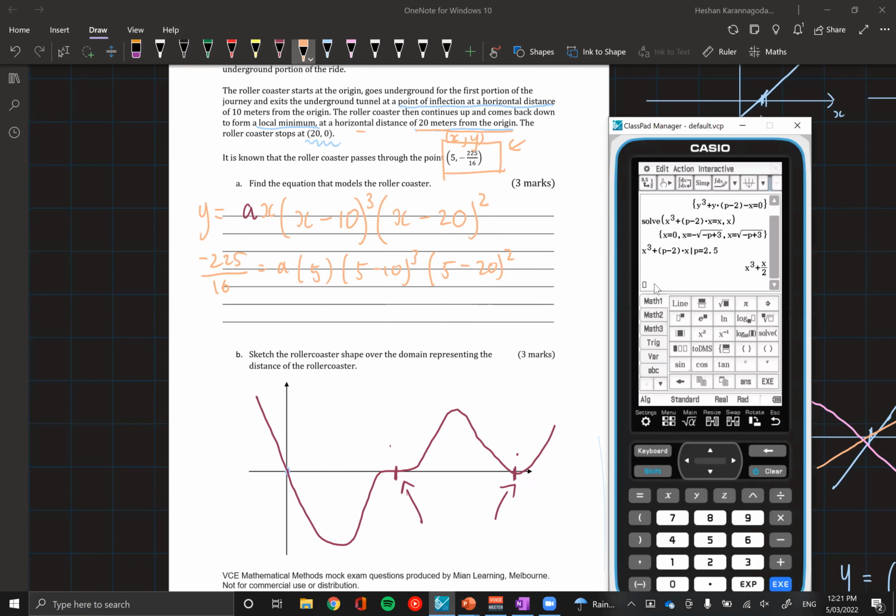I'm just going to continue with this, putting this into the calculator. So we have negative 225 on 16. So what exactly are you doing now? I'm substituting this negative 225 equals a times 5 times this equation into the calculator in order to solve for a. So you're just substituting the point, right? Yeah, to the equation, and you're just solving for a.